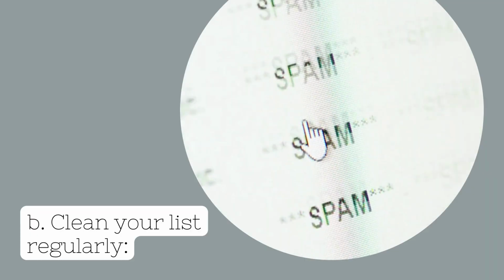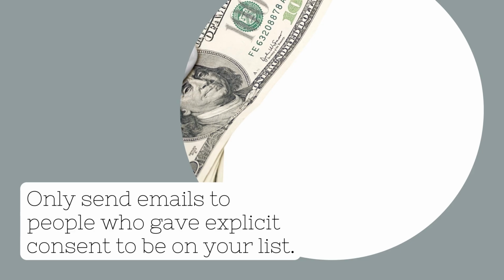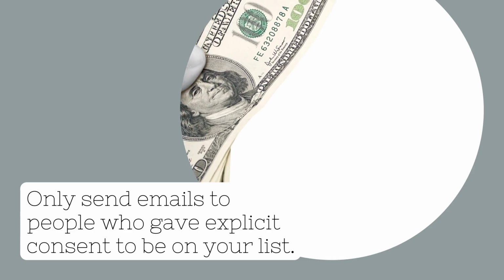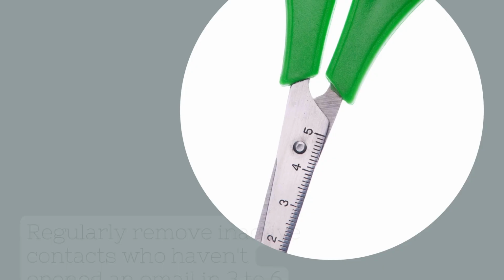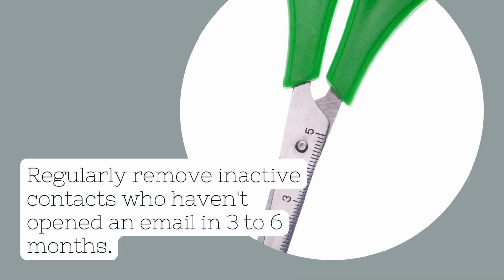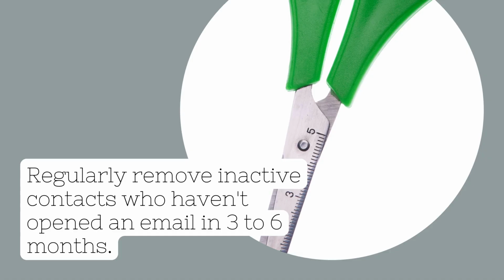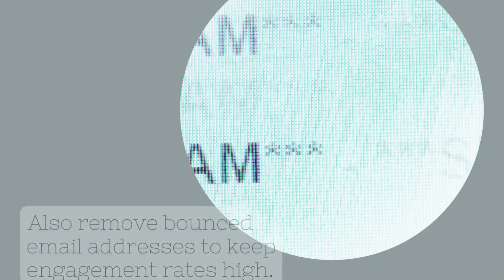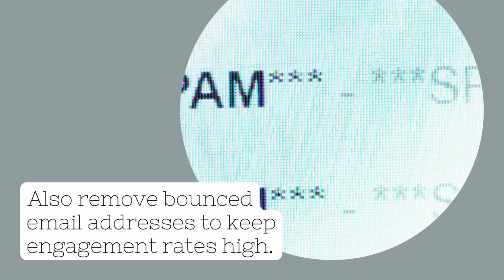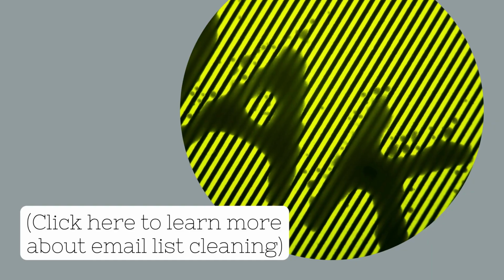B. Clean your list regularly. Only send emails to people who gave explicit consent to be on your list. Regularly remove inactive contacts who haven't opened an email in 3 to 6 months. Also remove bounced email addresses to keep engagement rates high. Click here to learn more about email list cleaning.